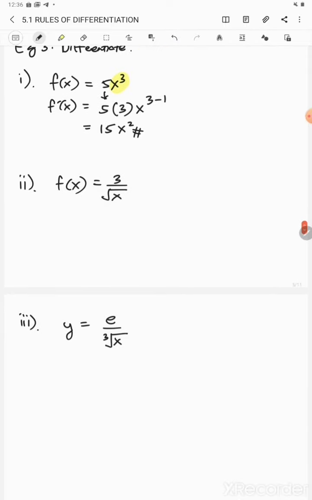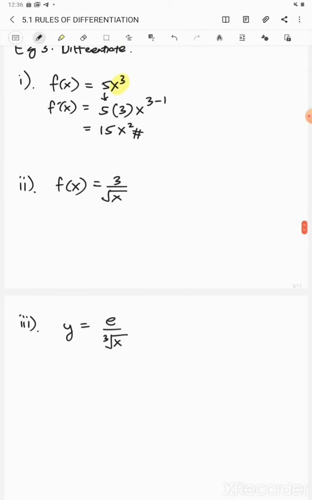Okay, example 2, f(x) equal to 3 over square root x. Remember, square root x, you have to change into the pattern just like this, 3 over x power of 1 over 2, and you have to bring it up, so it will be 3 multiply x power of negative 1 over 2, and then differentiate this.